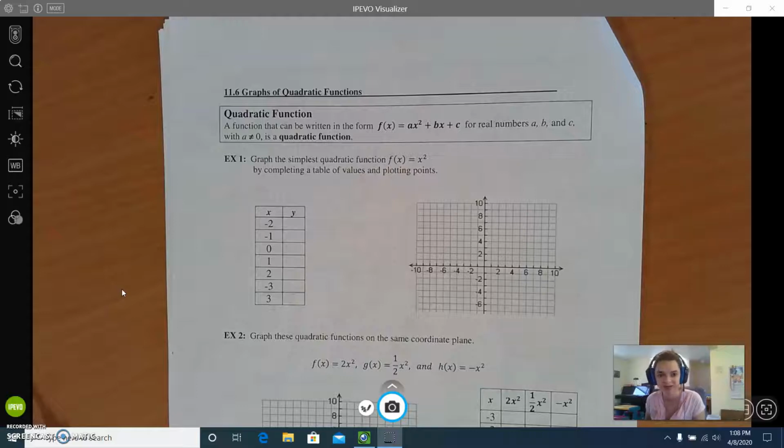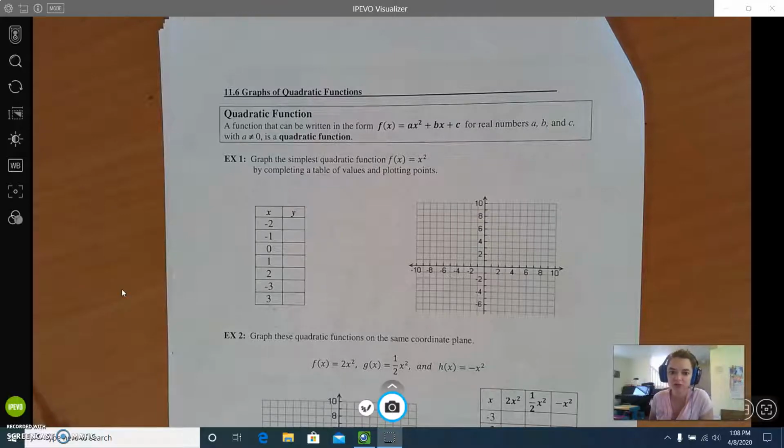Hi everybody, welcome to our 11.6 notes on graphs of quadratic functions. You guys probably already know what a quadratic function is. It's a function that has an x squared in it. But we're going to talk about how to graph them.